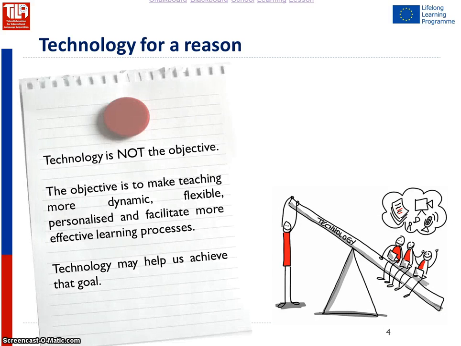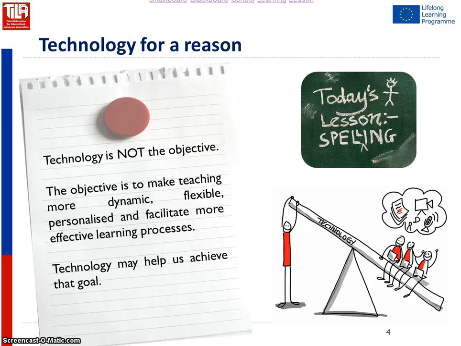But when we talk about integrating technology in education, we must remember that we need to integrate it for a reason. Technology is not the objective. The objective is to make teaching more dynamic, flexible, personalized, and to facilitate more effective learning processes. And bearing this in mind, technology may help us achieve that goal, but it might not. Sometimes the good old methods are just as good. So we need to bear in mind this balance. We're not using technology for the sake of it. We're using technology when it really adds something to the learning and teaching experience.